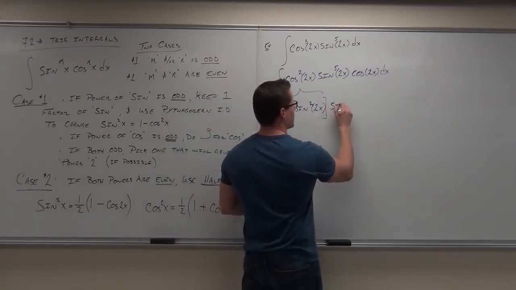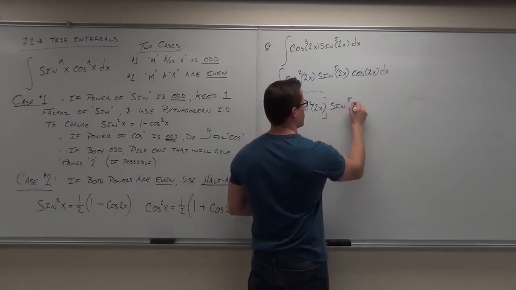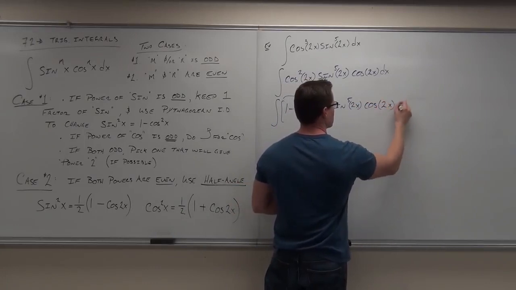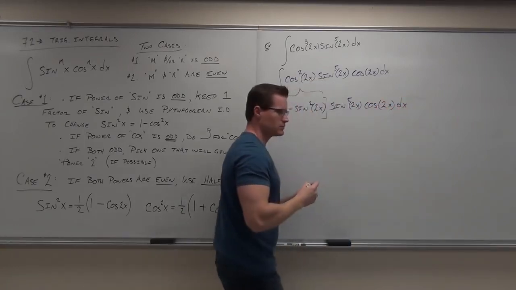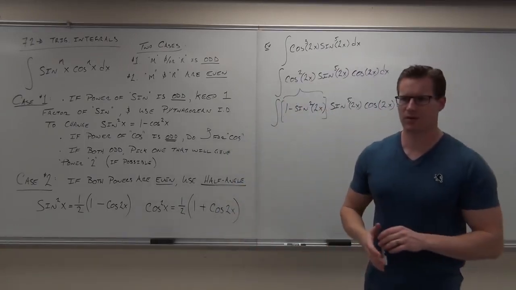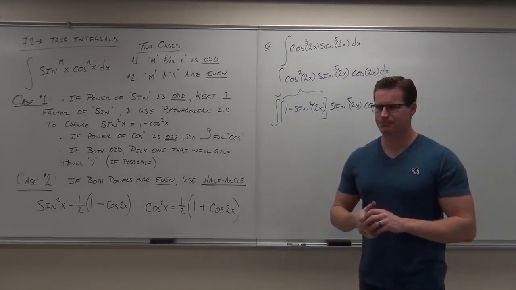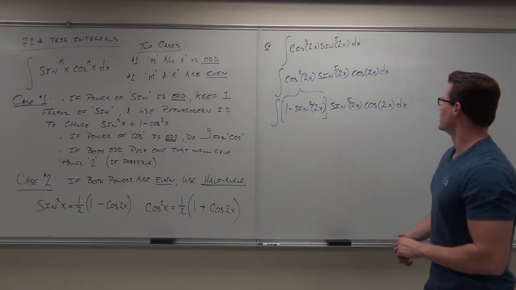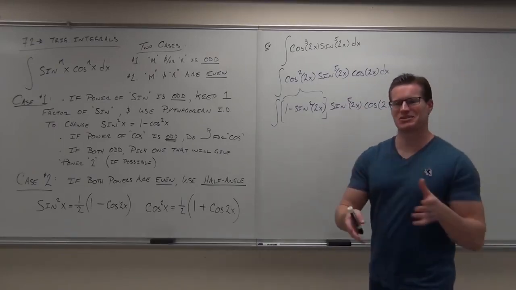After that, we have sine to the fifth power of 2x times cosine of 2x dx. I want to make sure you're still okay with that. Are you all right with it? Have we done any calculus yet? No, it's just trig. Just some identities, actually. Now, here's the awesome thing.